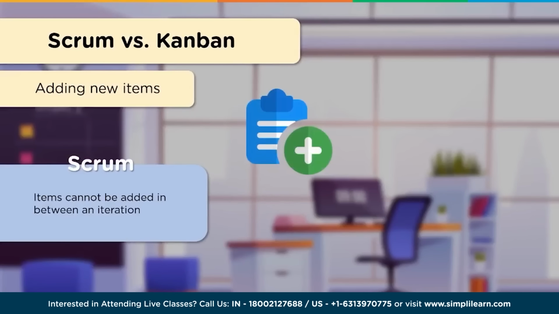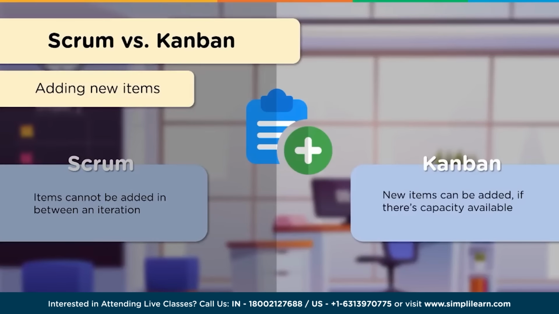Now let's talk about new additions. In Scrum, just like handling changes, you can't add any items between a sprint or an iteration. In Kanban, new items can be added to the board as long as there's capacity available for it.